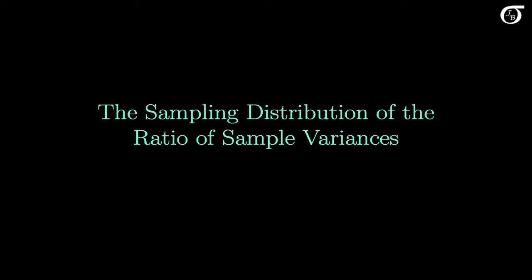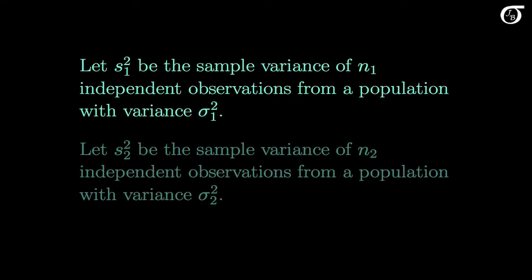Let's take a look at the sampling distribution of the ratio of sample variances. Let S1 squared be the sample variance of N1 independent observations from a population that has a variance of sigma 1 squared. This is our usual sample variance with N1 minus 1 in the denominator. Let S2 squared be the sample variance of N2 independent observations from a population that has a variance of sigma 2 squared. And suppose that these samples are independent of one another.